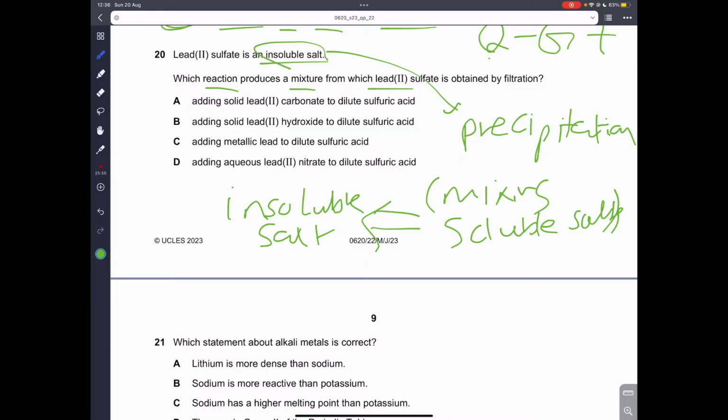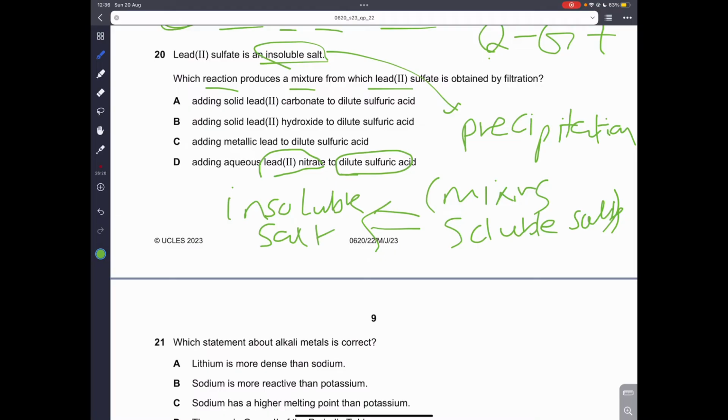So let's look at the options. So we know that lead-2 nitrate is soluble because all nitrates are soluble. If we add this lead-2 nitrate to dilute sulfuric acid, it's going to form lead sulfate. It's going to form lead sulfate.